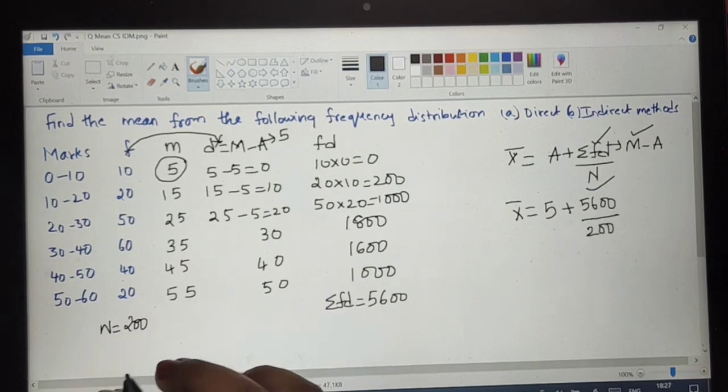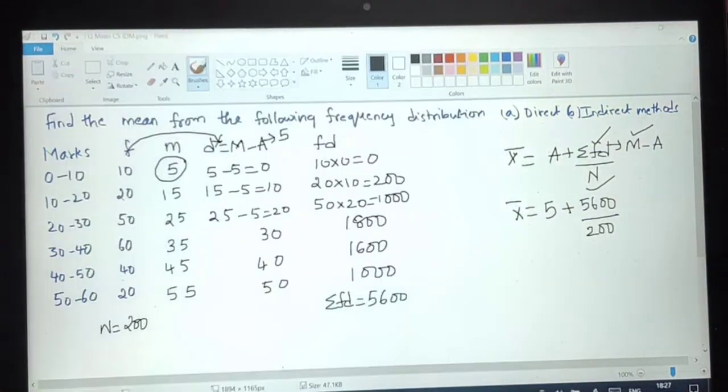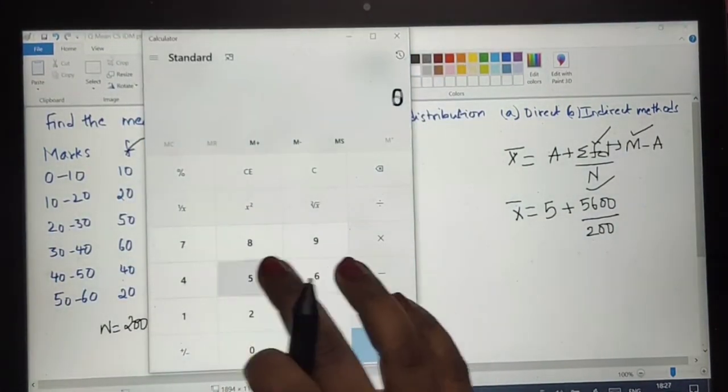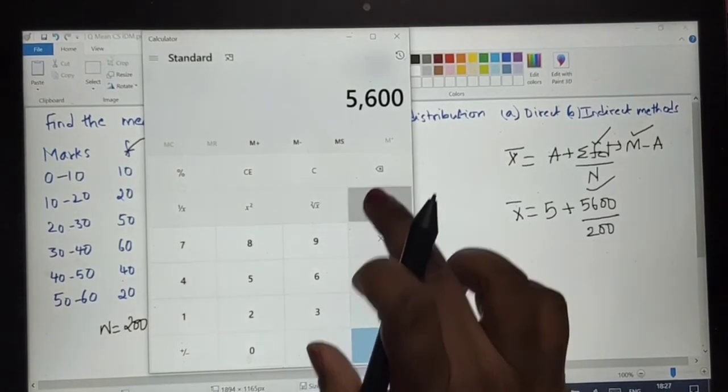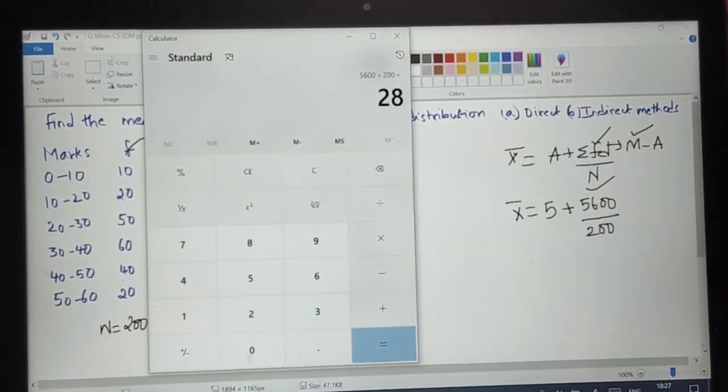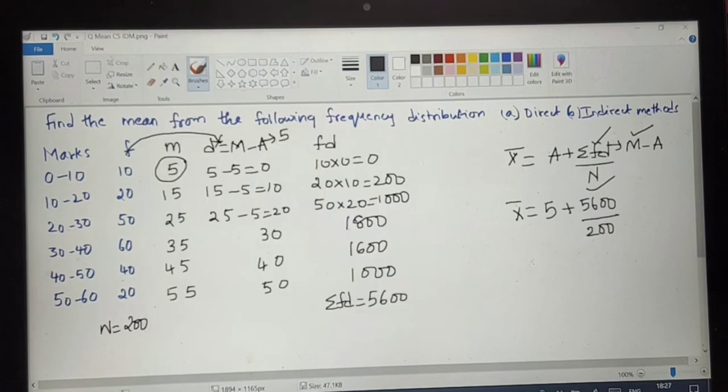So let's use a calculator here. So 5600 divided by 200. Okay, so here x bar equal to 5 plus 28, which is x bar equal to 33. If you remember the answer of the last problem, the same answer we have got, which is 33.